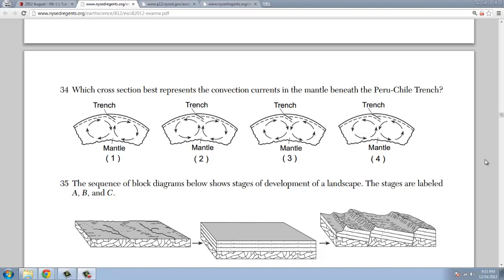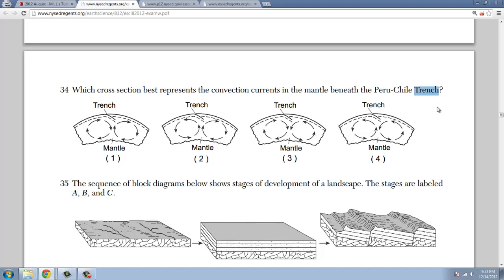Question number 34. Which cross-section best represents the convection current in the mantle beneath the Peru-Chile Trench? Now for this question, you would think that you need to use the reference table, but you don't need to use the reference table at all. It's really asking you about convection currents, and what you really need to know, anytime you have a trench, is that it means that one plate is sinking beneath the other.